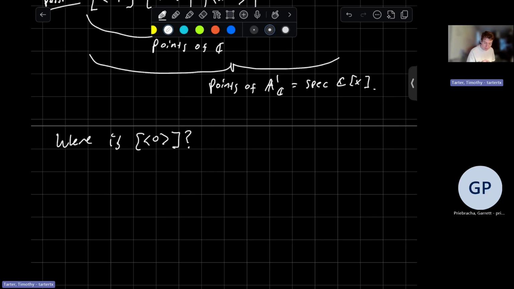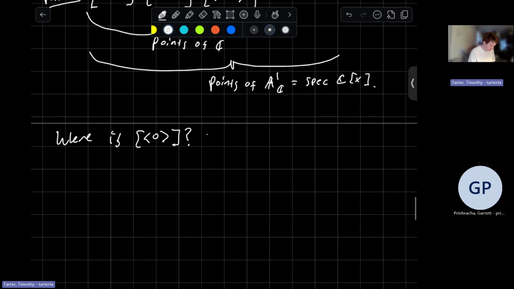The best way of thinking about it is somewhat zen. It is somewhere on the complex line, but nowhere in particular, because the zero ideal is contained in all of these other prime ideals. We will somehow associate it with this line passing through all other points. This new point, 0, is the generic point of the line.